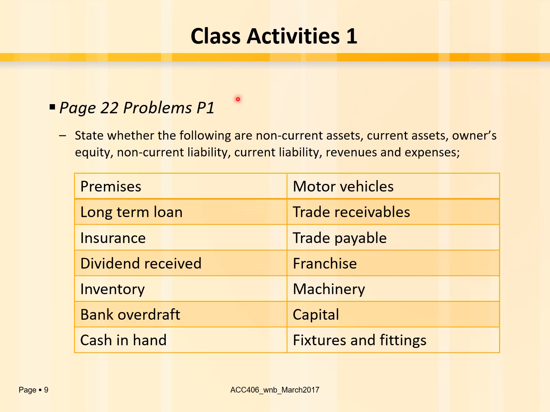Ni adalah class activity 1 dalam you punya textbook ada. So, since kita tak buat kelas secara fizikal, so I akan cuba discuss benda ni dengan you. So, let's see if you can recognize this one. Okay, state whether the following are the non-current asset, current asset, owner's equity, non-current liability, current liability, revenue and expenses. So, sekarang ni, soalan ni dia nak minta you categorizekan setiap item ni dalam kategori yang ni. So, let's see, boleh ke tak kita buat benda ni?